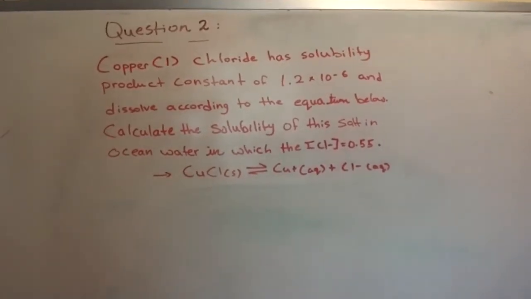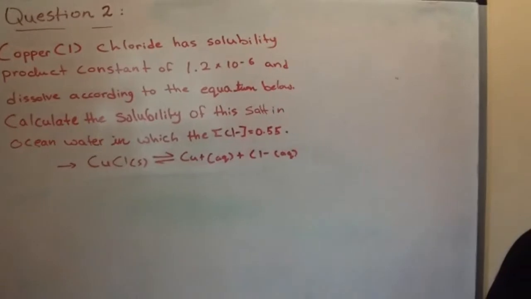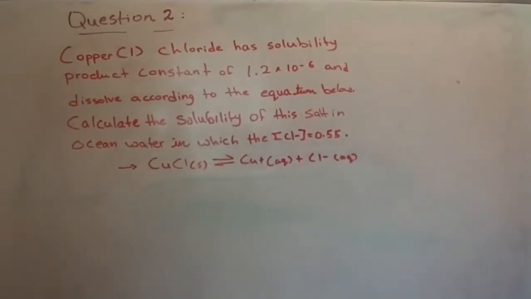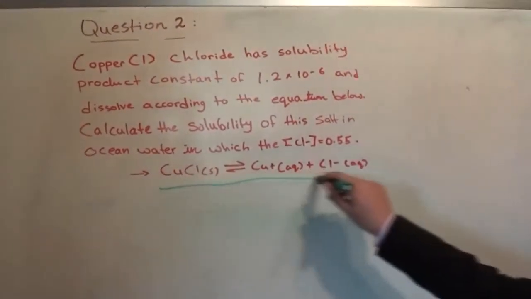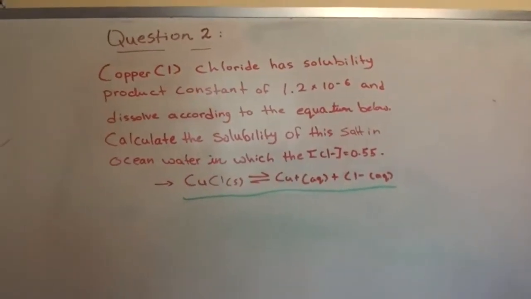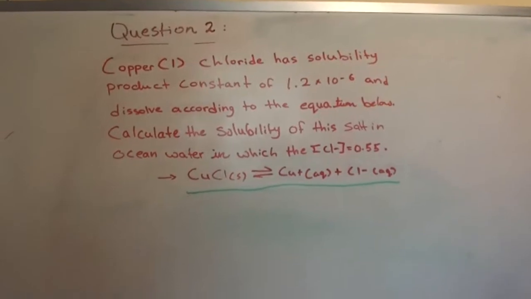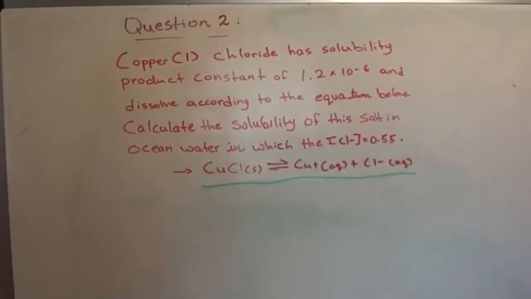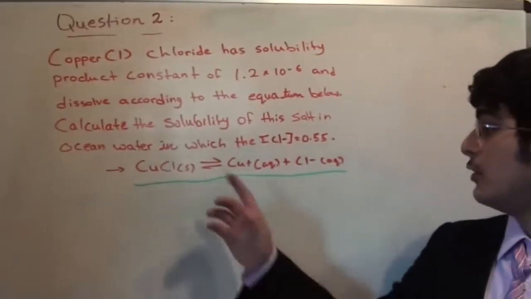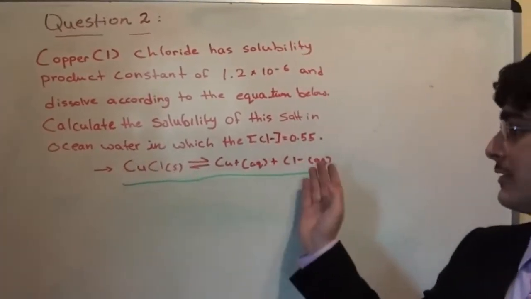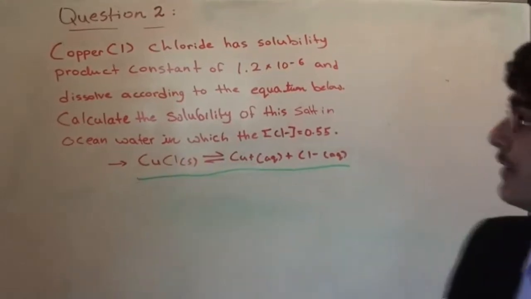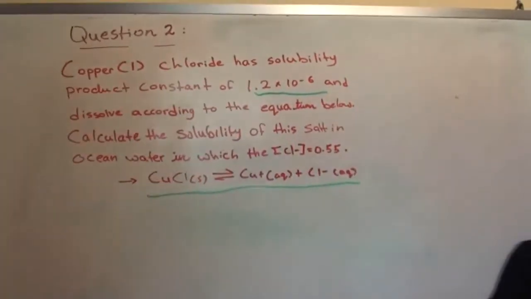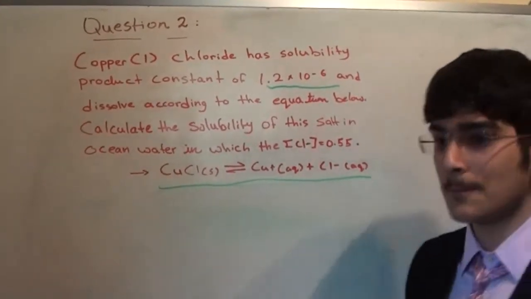Copper(I) chloride has a solubility product constant of 1.2 times 10 to the power of negative 6 and dissolves according to the equation below, which is right here. Calculate the solubility of the salt in ocean water in which the chloride concentration equals 0.55. First of all, you need to know that we don't use the solid, we only use the aqueous, so we can leave that out. Second thing, you should underline the important stuff, like this, because we lose it really shortly. Now, let's find your work.